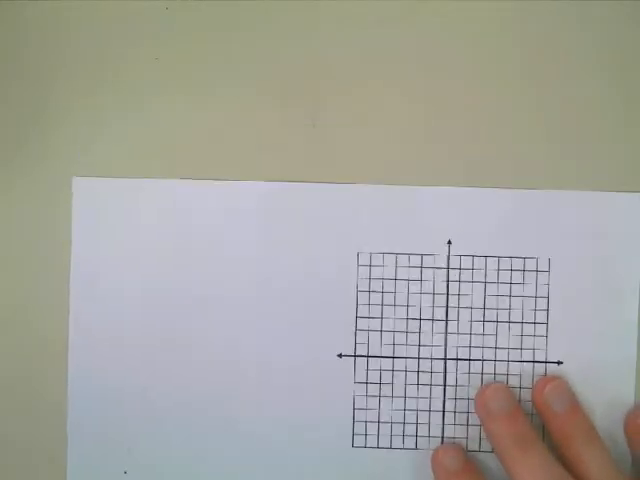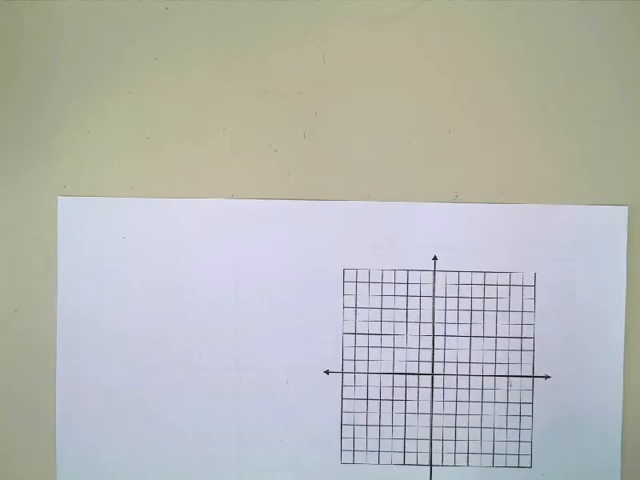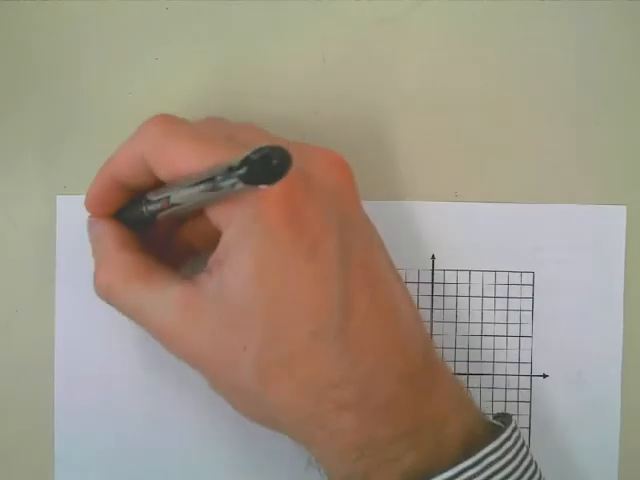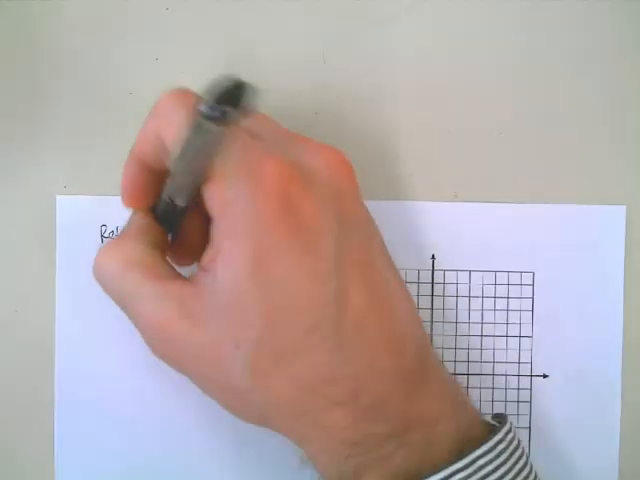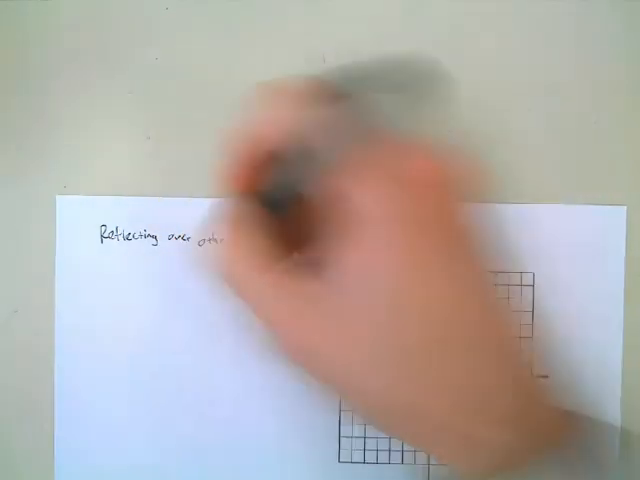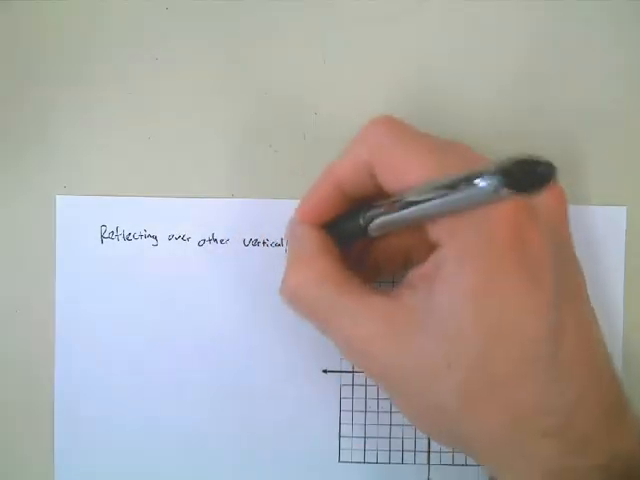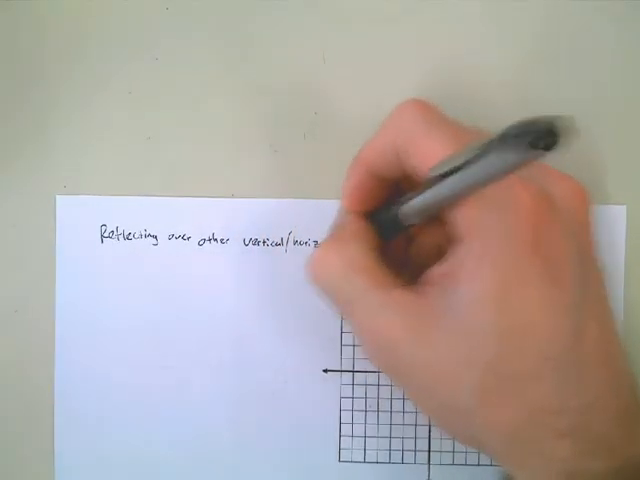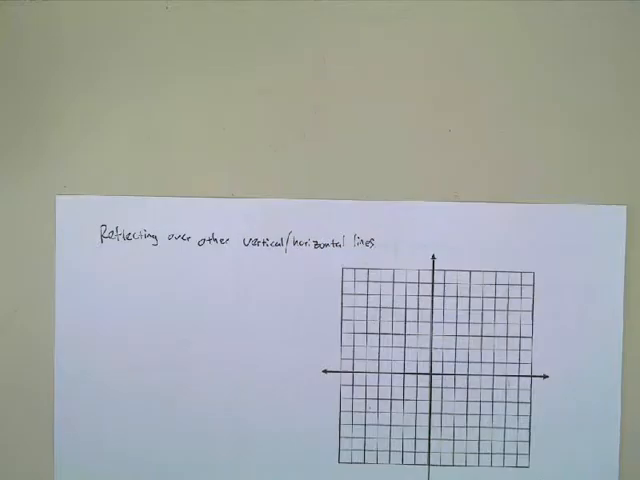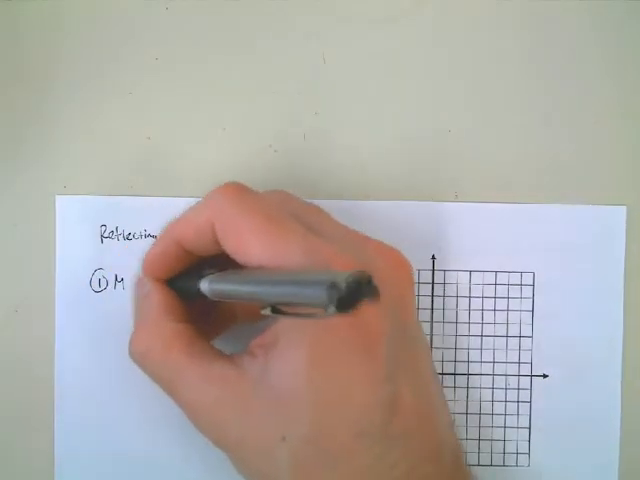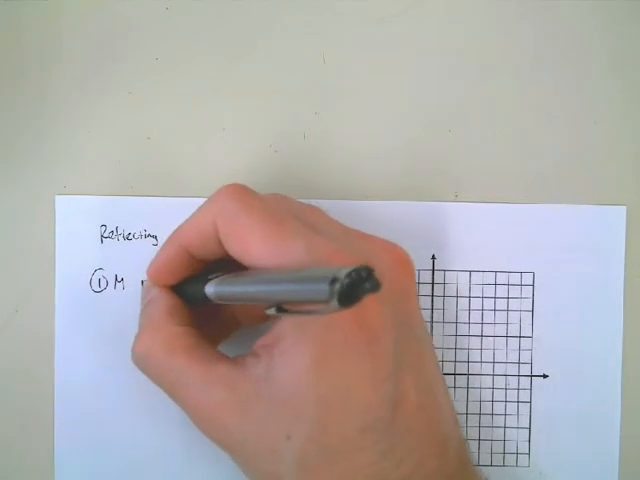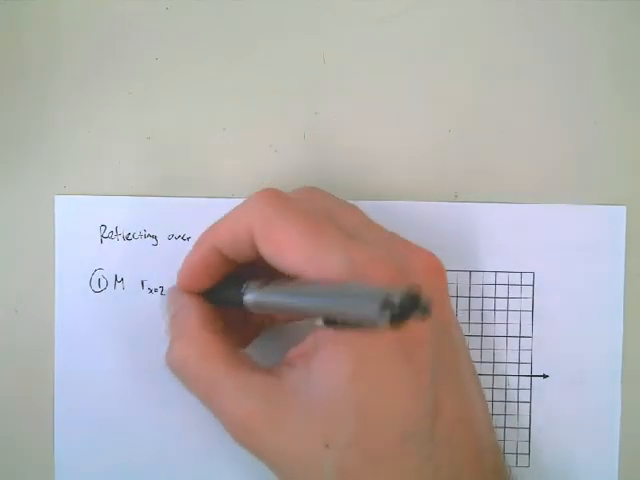Now, we don't always have to reflect over the x-axis or the y-axis, or the line y equals x. We can reflect over other vertical or horizontal lines. Okay, so for example, let's take point M, and we're going to reflect over the line x equals 2 the point (-1, 3).